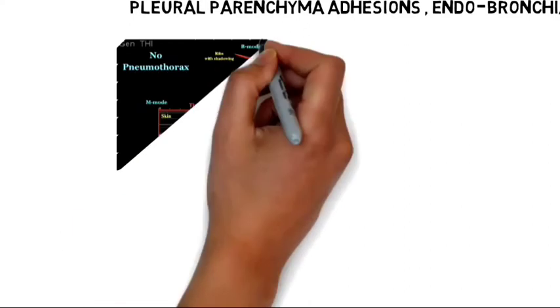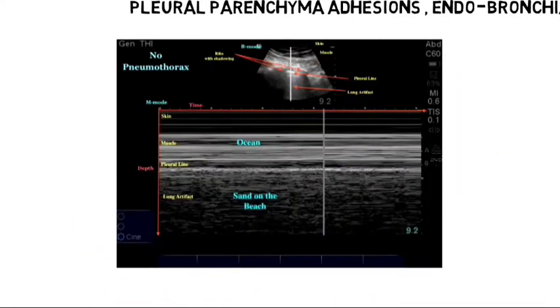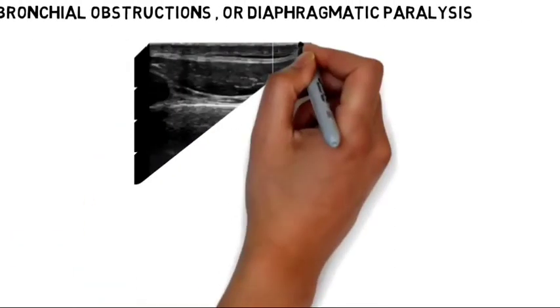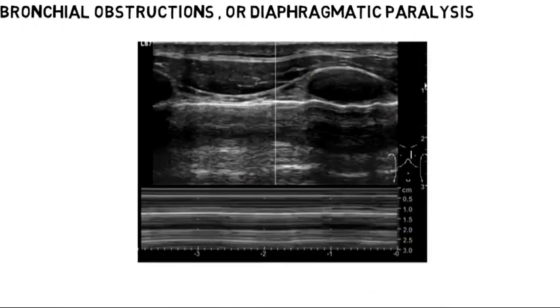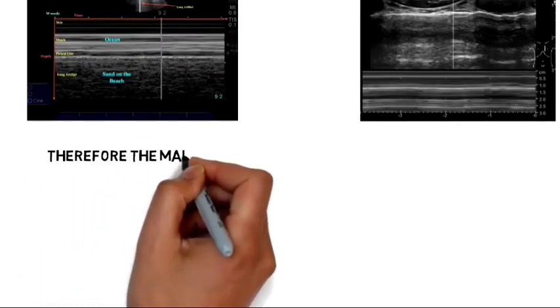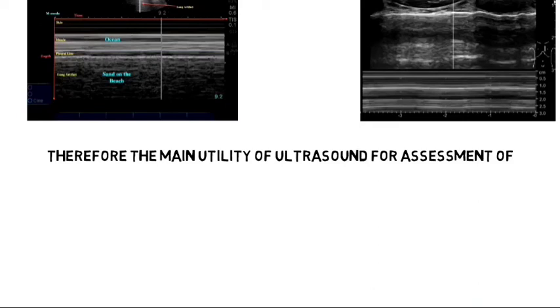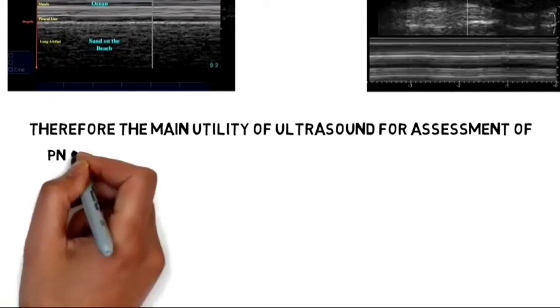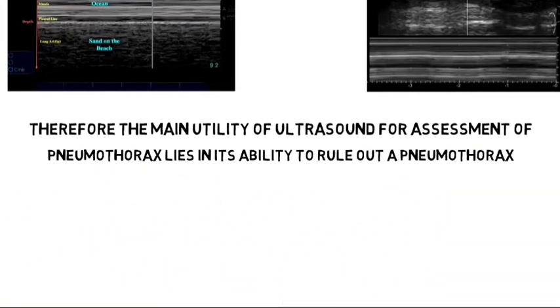An ultrasound of a normal lung tissue shows there is sliding movement of the visceral and parietal pleura and presence of seashore sign on M mode. And in a lung with pneumothorax, there will be absence of sliding sign and there will be barcode sign instead of seashore sign. Therefore, the main utility of ultrasound for assessment of pneumothorax lies in its ability to rule out a pneumothorax.